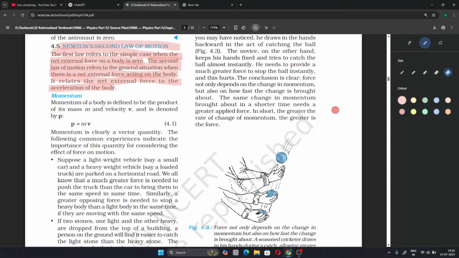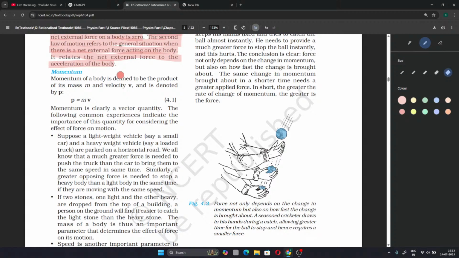inertia. Now the second law, it's basically where we consider the second scenario, where the net external force on the body is not zero. In real situations, in most cases the net external force will not be zero. So we will relate this net external force to the acceleration of the body.